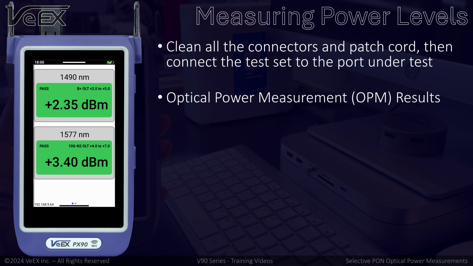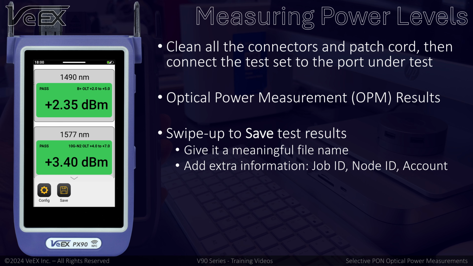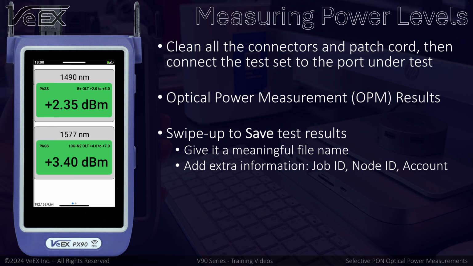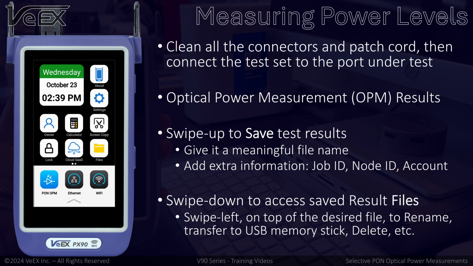Once you are satisfied with the readings, swipe up from the bottom to reveal the test application menu. Tap on the Save button to store the current results. You should customize the file name with a descriptive name and add any extra job-related information. Then tap on OK. Swipe down from the top of the screen to reveal the main menu.